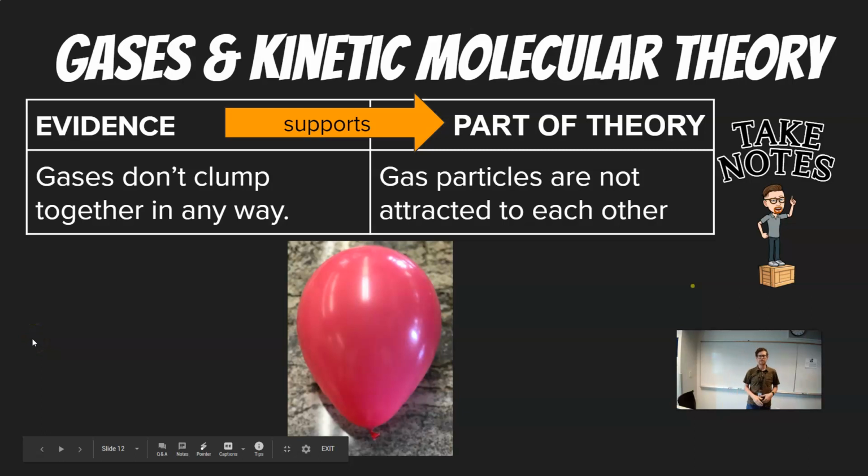Here's our second piece of evidence that leads to the second part of kinetic molecular theory, and that's that gases don't clump together in any way. This isn't totally true, but for the most part it is, especially when we're learning generally about gases. If the particles really liked to stick together, we wouldn't have a nice even balloon shape like this. We would probably have a weird lumpy balloon. But because they generally don't attract each other, they spread out as much as possible, and we get even shapes when we put a container around a gas.